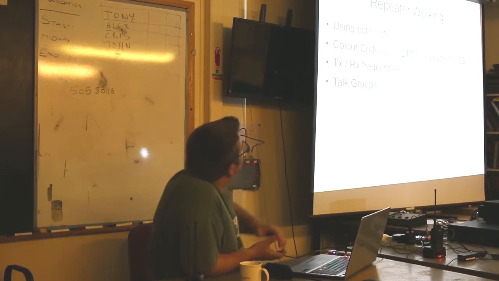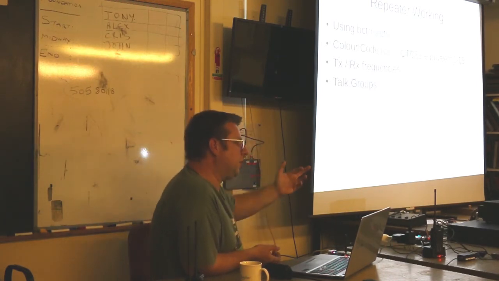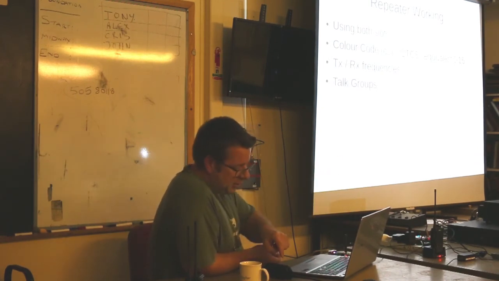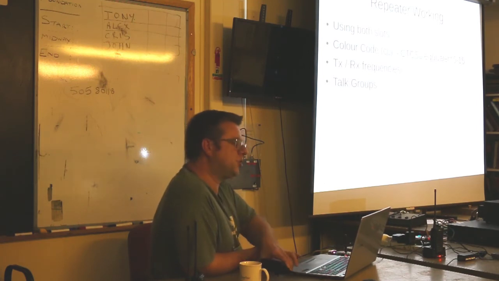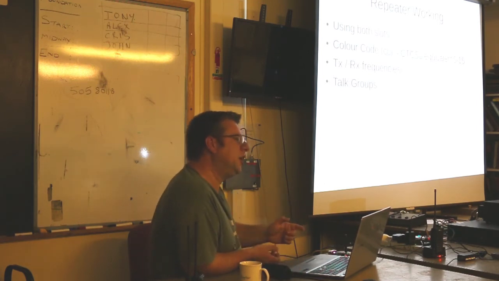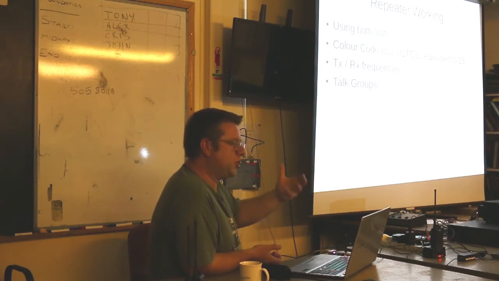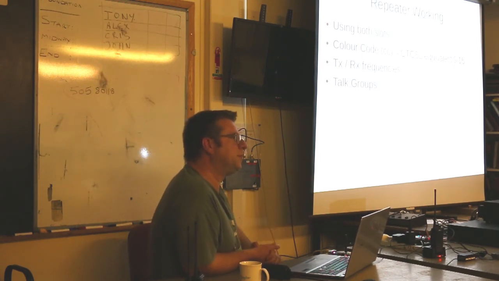And talk groups as well. Remember when I first went on about talk groups. No, it wasn't at the beginning, sorry, it was 5-6 slides back. I said if the green light comes on and you can see a signal strength but you can't hear anything, the likelihood is you've not got that talk group programmed in as a contact.